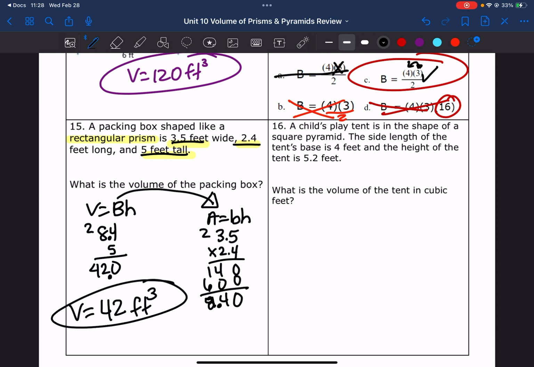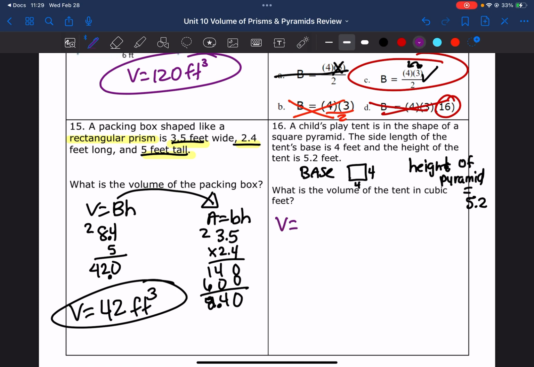Okay, looking at number 16. A child's play tent, okay? It's in the shape of a square pyramid. So the base is a square, okay? And it says that the side length of the tent space is 4, so that means all sides are 4, okay? And then it's saying that the height of the pyramid is equal to 5.2. Now that I have that information, let's go ahead and plug it into our formula.